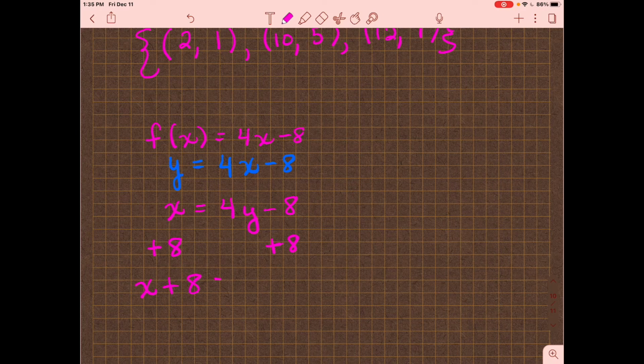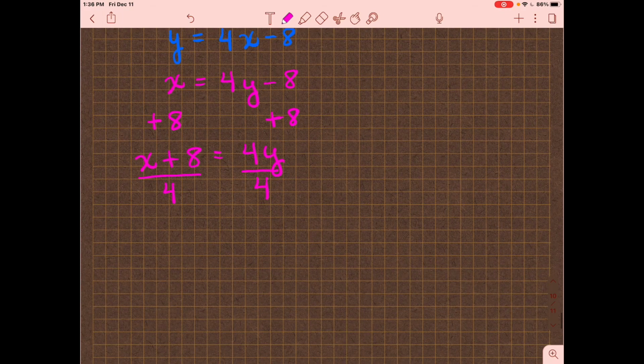x plus 8 equals 4y. And then we're going to divide by 4 to get y by itself. Remember that when you divide by 4, it's each part of this divided by 4. So 1 over 4 is actually 1/4 x. We can write it that way. Plus 8 over 4 is 2 equals y. So now I've created the inverse. So I can actually rewrite this with fancy notation. Inverse function of x equals 1/4 x plus 2.